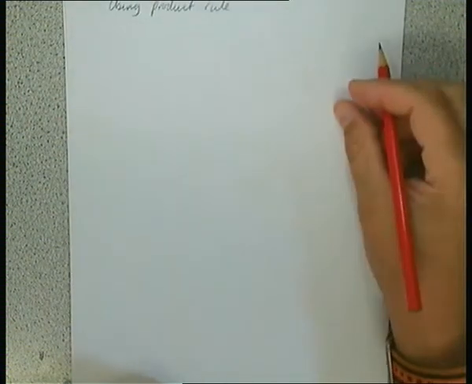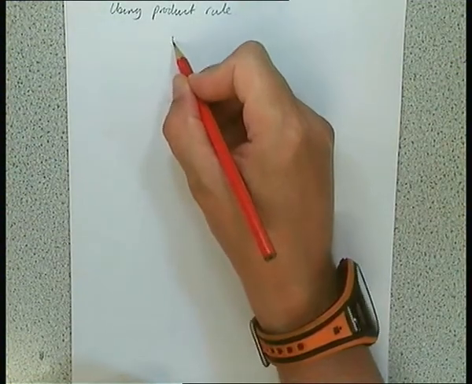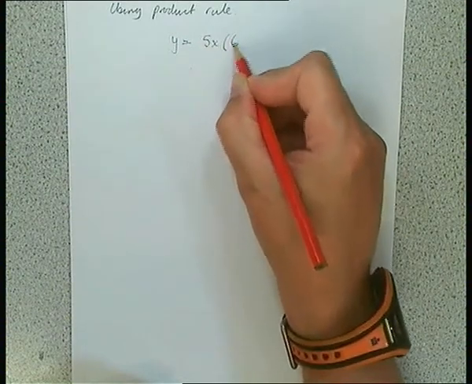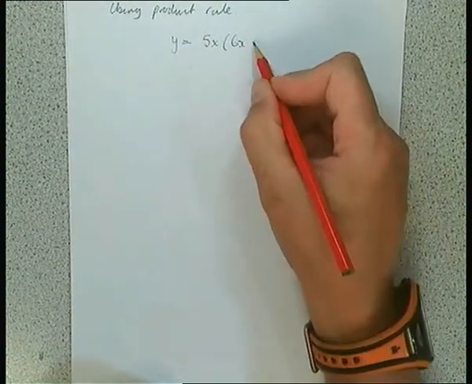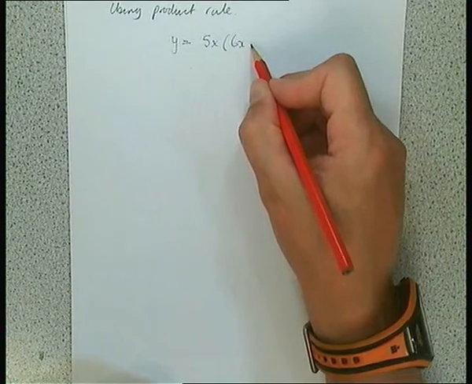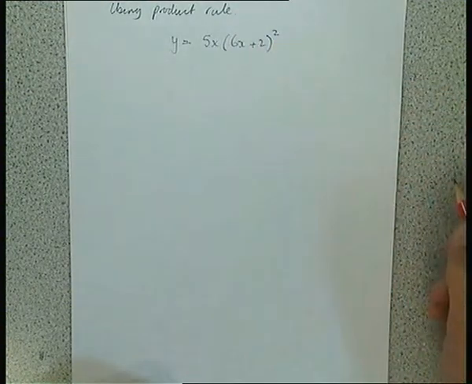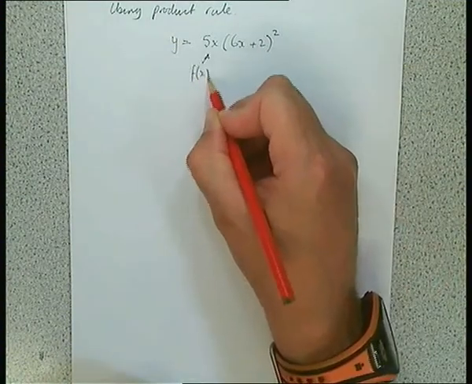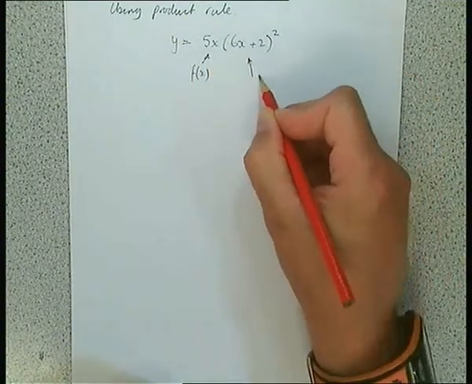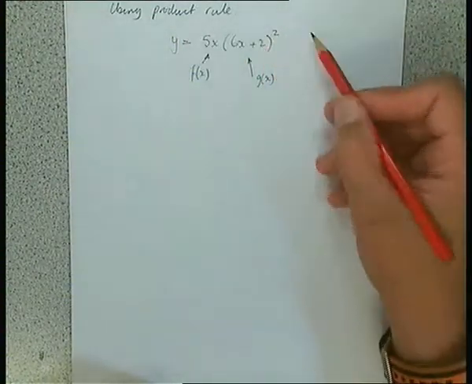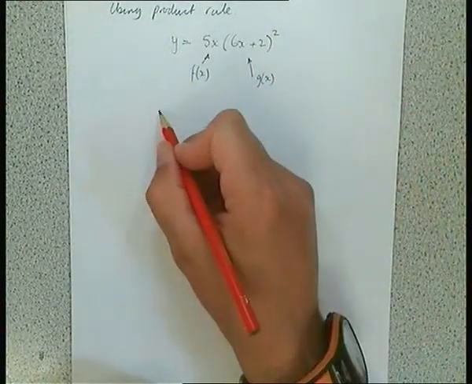The product rule for differentiating is used when you have two functions multiplied together. So in this case, for instance, we've got y equals 5x times (6x + 2) squared. So this is one function, we call that f of x, and the second function is a composite function itself, (6x + 2) all squared.